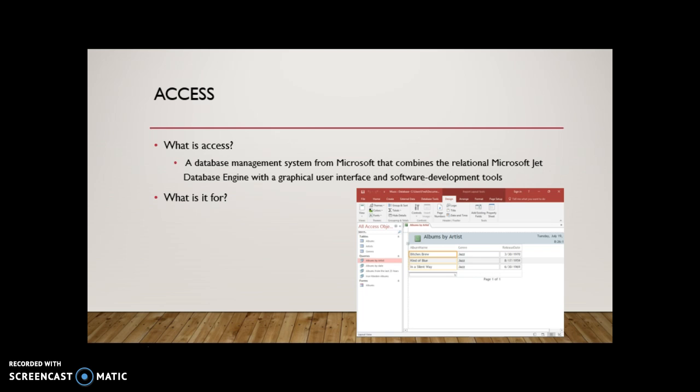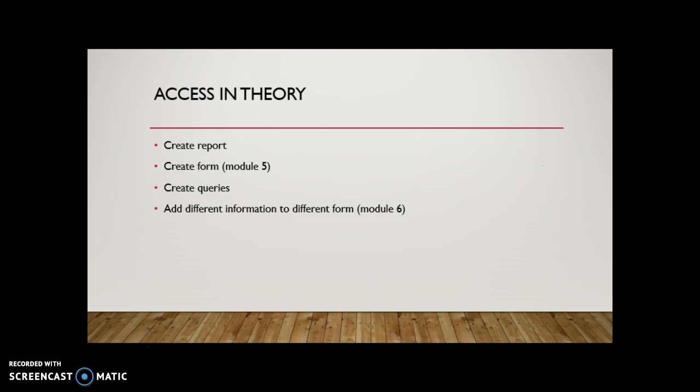So I'll start with Access. What is Access? Access is a database management system from Microsoft that combines the relational Microsoft Jet database engine with a graphical user interface and software development tools. So now with that information, what does that mean? That means that Access can create reports, can create forms as we saw in module 5, and can create queries. Finally, you can add different information to different forms as we saw in module 6. So in short, Access is made to collect all the database, then create different things like reports, forms or queries.